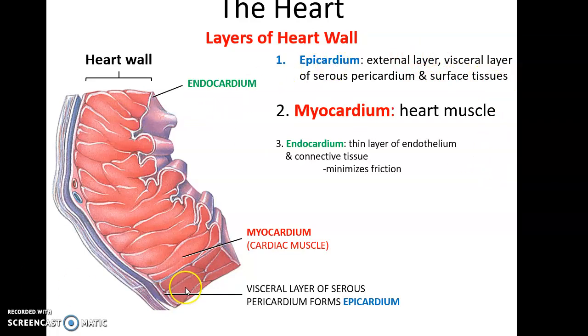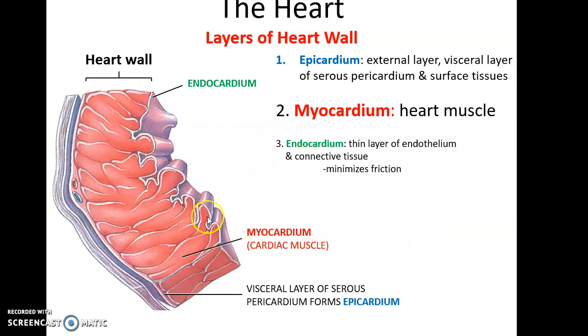So the epicardium, the most superficial layer of the heart wall, is composed of the visceral layer of the serous pericardium, as well as additional tissues, adipose tissue, other fibrous tissues on the surface of the heart. The middle layer of the heart wall is the thickest, and it is called the myocardium. And the myocardium is where you find all of the cardiac muscle tissue. So this is the part of the heart wall that does the contracting, that causes the pumping.